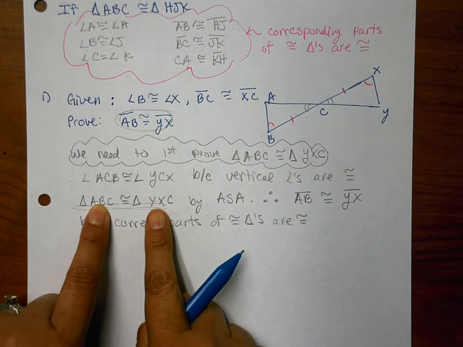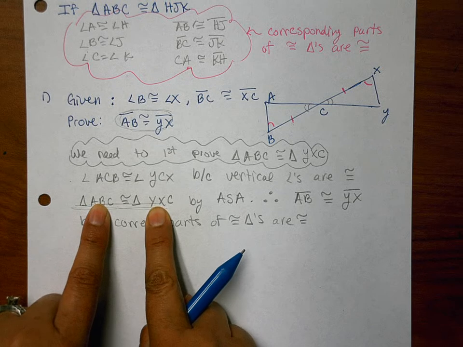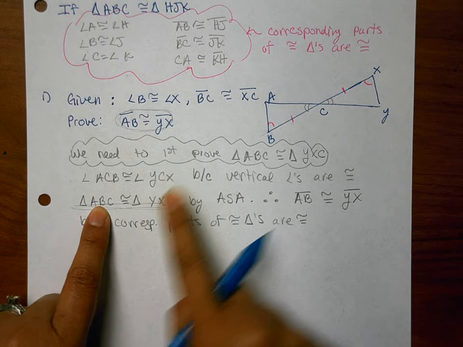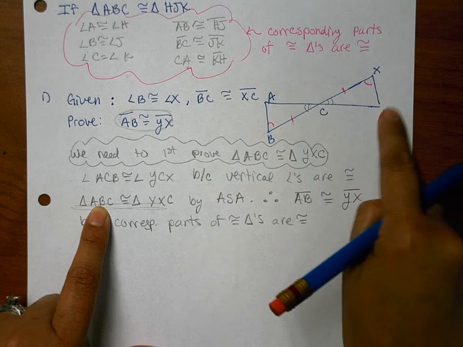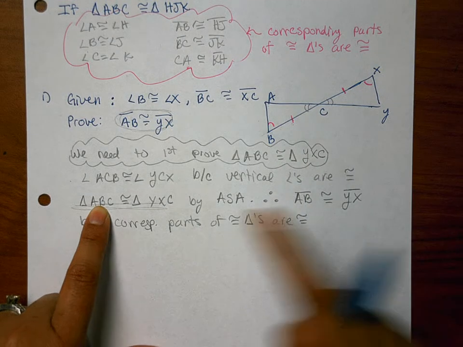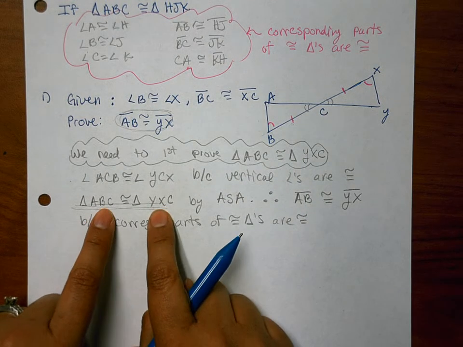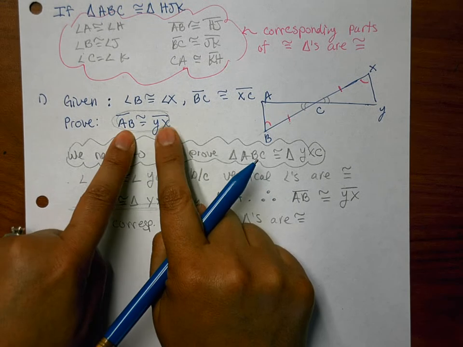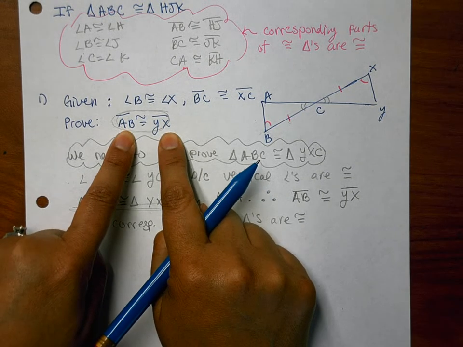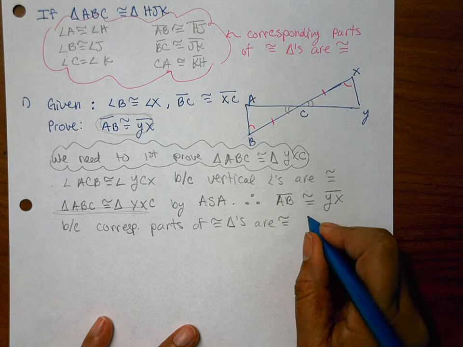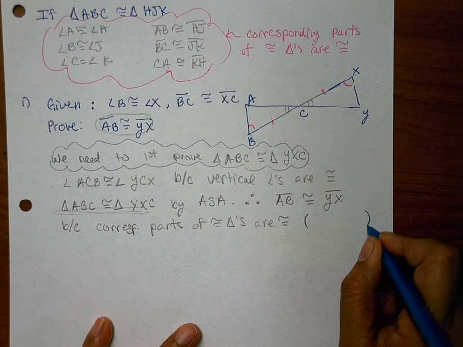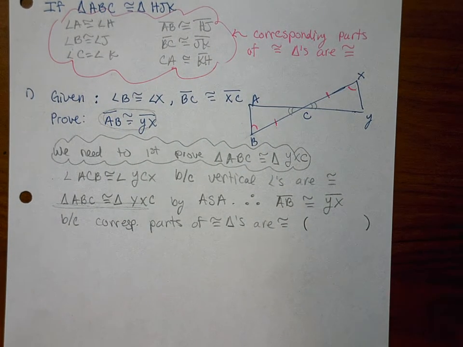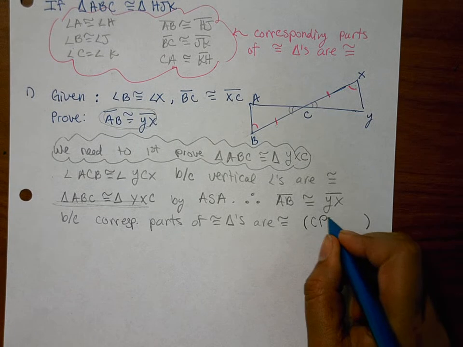Corresponding parts of congruent triangles are congruent. That's it. So AB, the first two, are congruent to YX, the first two. Why? Because the two triangles are congruent. We weren't given that. We had to first prove it. Once we proved it, we then can say what we were trying to prove, that AB is congruent to YX. Got it? I'm going to put a little parentheses here just in case.